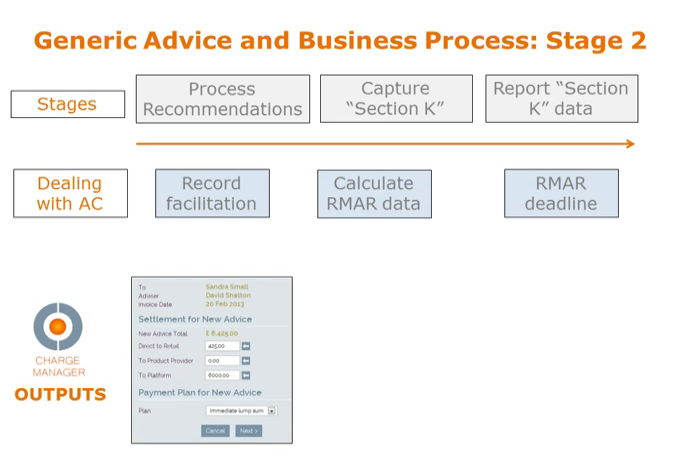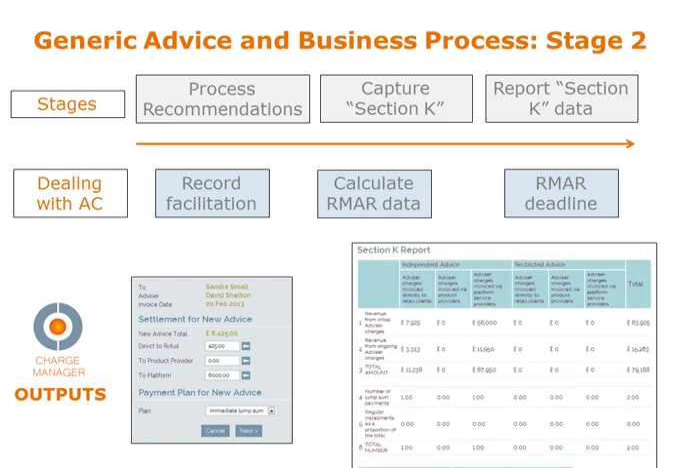So when you're processing the client's payment, Charge Manager will pick up how that payment is made, direct, product provider or platform. It will also pick up whether or not the payment is a lump sum or whether it's undertaken by instalments. Charge Manager will produce the RMAR return in exactly the format required by the FSA. It collects the data as you go along so that it's ready for you when you get to your reporting period.